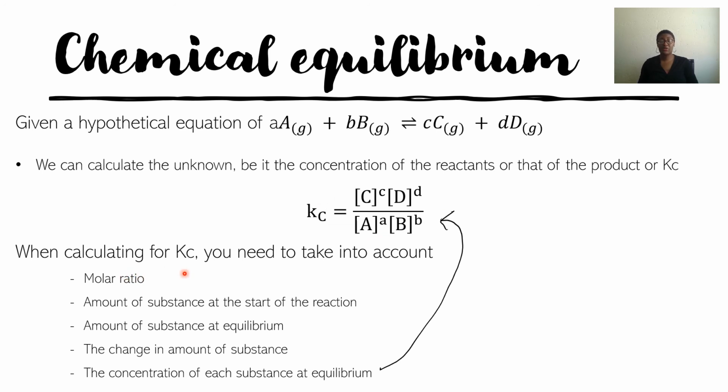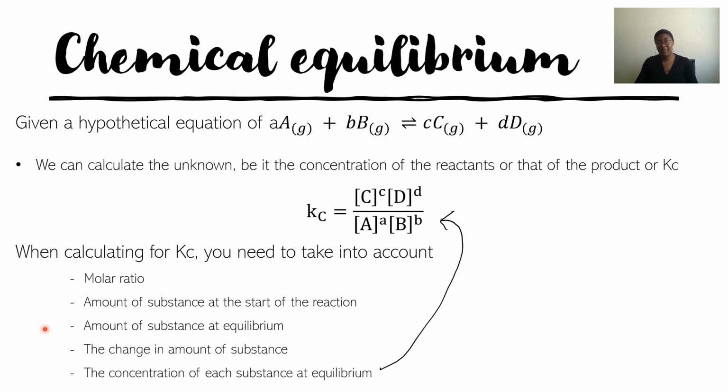Now, when you are calculating your equilibrium constant, you need to take into account the next few points, and you will put them in a table. An example is in your lesson notes, and we will have more examples as we continue with our revisions. You will have your molar ratio for each of your reactants and products that are formed, and then the amount of substance at the start of the reaction for your reactants. Obviously your products at this stage will be 0, and then the amount of substance at equilibrium.